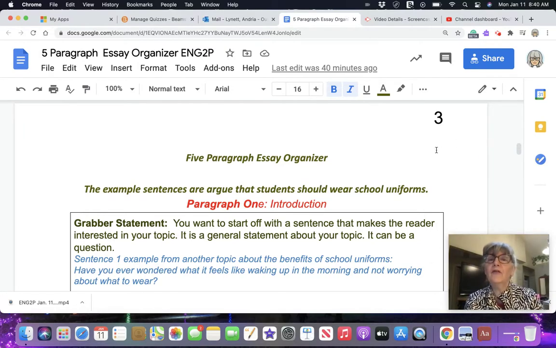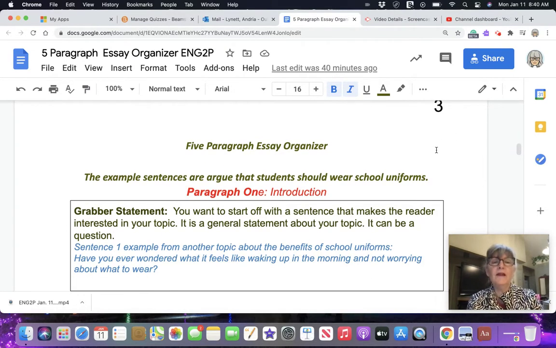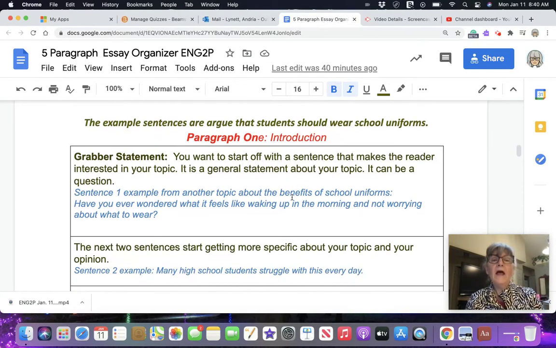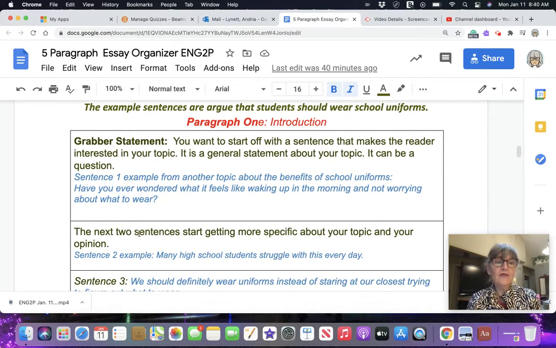So I'm on page 3 of the organizer that you're going to be filling in today. And here we have it, paragraph 1, introduction. As I mentioned to you before, the blue represents examples from other essays that have nothing to do with 2 months off at the summertime. So many of these in the introduction are from an essay about should students have to wear school uniforms. So you may be wondering, what? Isn't this about 2 months off in the summer holidays? Why is she talking about school uniforms?